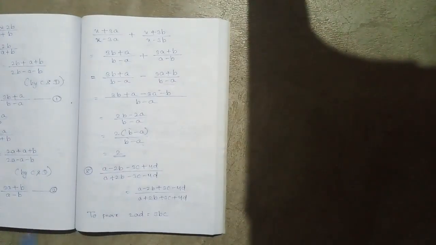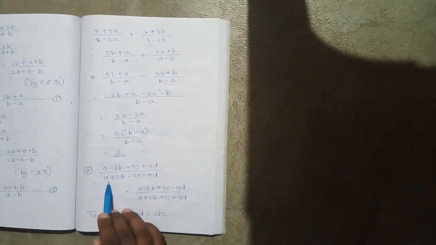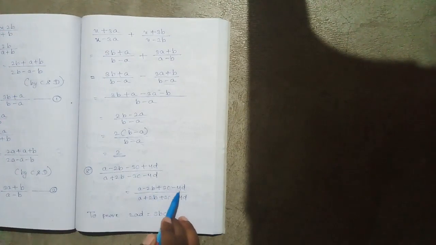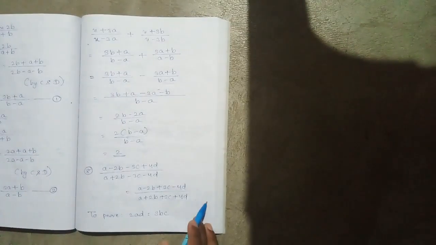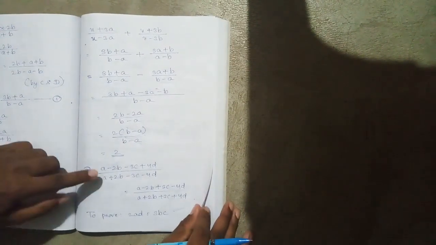Next, number 8. We have been given a minus 2b minus 3c plus 4d by a plus 2b minus 3c minus 4d is equal to a minus 2b plus 3c minus 4d by a plus 2b plus 3c plus 4d, and we have to prove 2ad is equal to 3bc. This is our target. Okay, 2ad is equal to 3bc. So let us start from here.